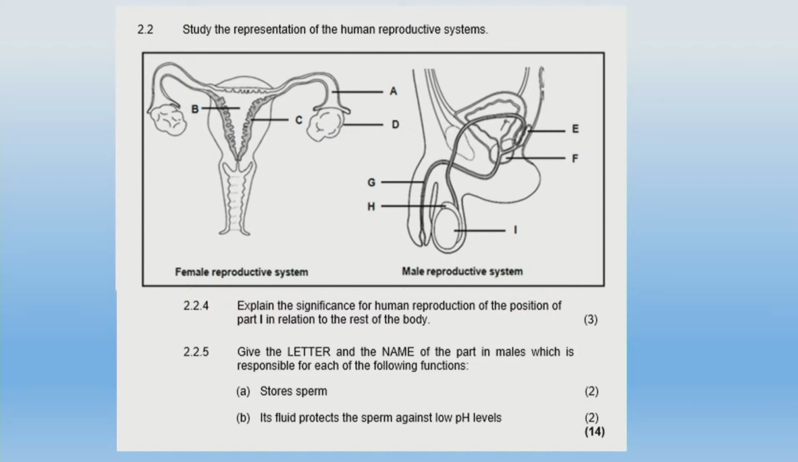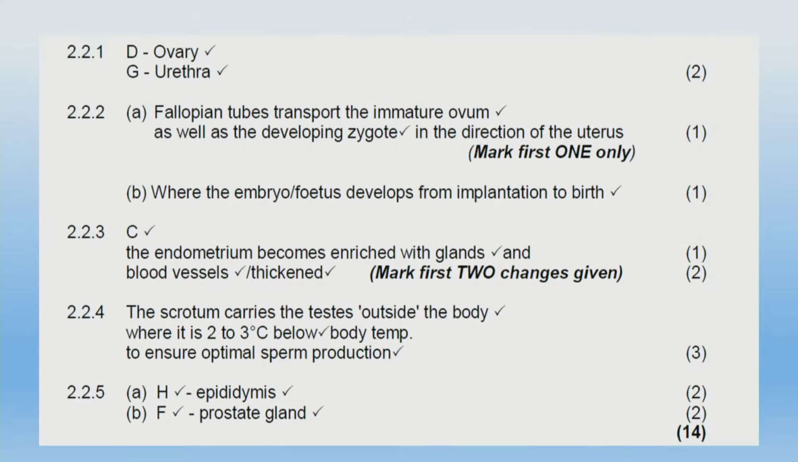Then we move to the next question, question 2.2.4. Explain the significance for human reproduction of the position of part I, here is part I, in relation to the rest of the body. This is how you are supposed to answer this question. The scrotum carries the testis outside the body, where it is 2 to 3 degrees Celsius below the body temperature to ensure optimal sperm production.